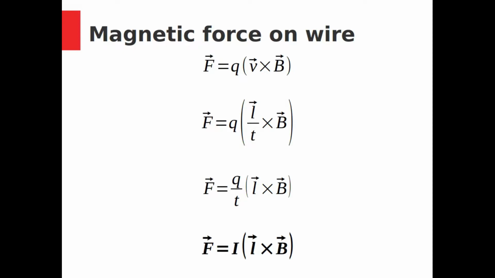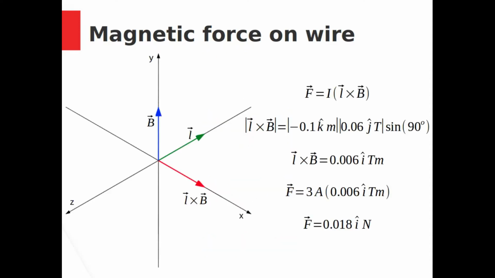We always do the step in the parentheses first. Take the cross product of the length of the wire and the magnetic field. Then multiply the current by that cross product. This tells us the force on the wire. So this is the equation of the magnetic force on a current carrying wire. Let's apply it to the example in our animation.